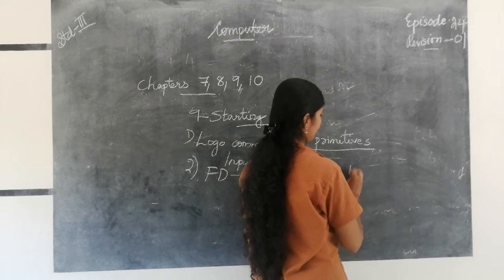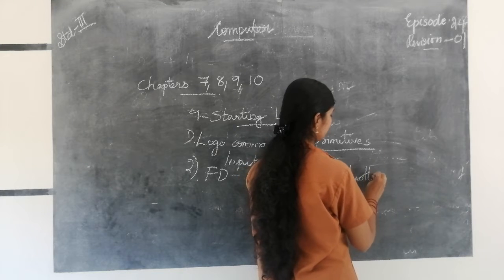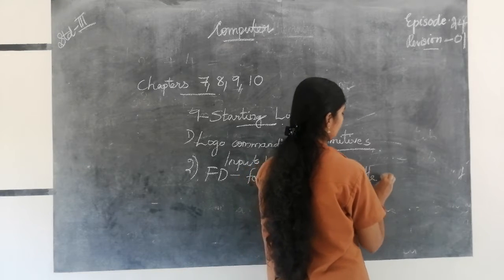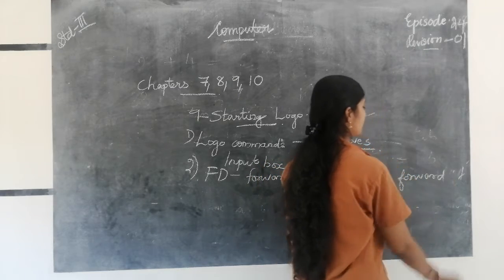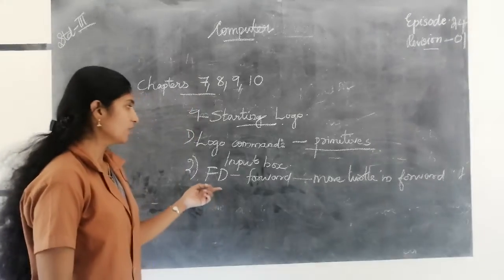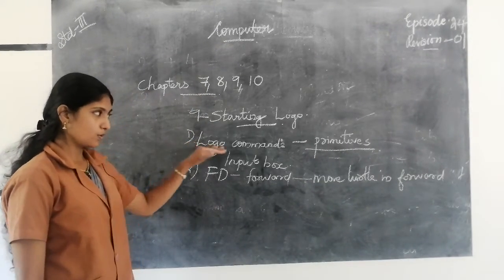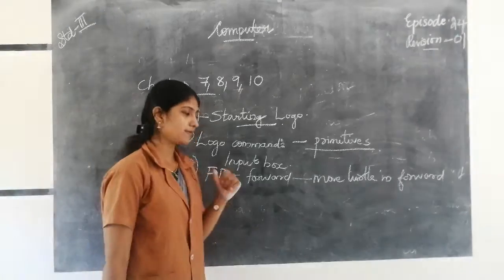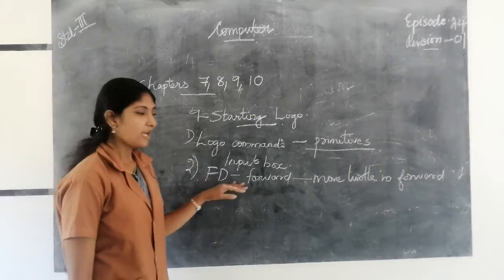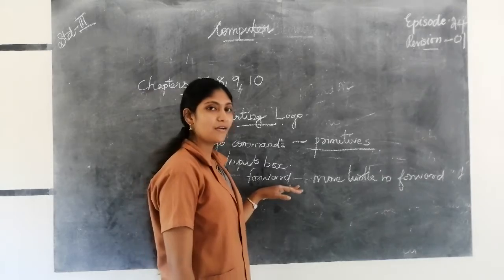Move the turtle in forward direction. Then what about BK? So first, Logo commands are also known as primitives, in the first point. Second point, FD. FD is forward. Then what is its use?